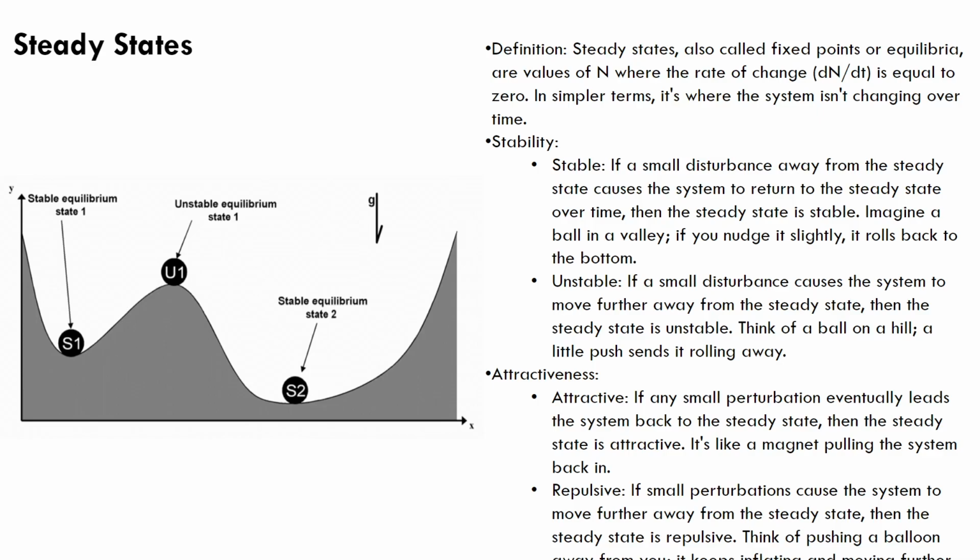So if small perturbations cause the system to move further away from the steady state, then the steady state is repulsive. So basically, these states are attractive, and this state is repulsive because if you push it, it will move away, it will not come back.